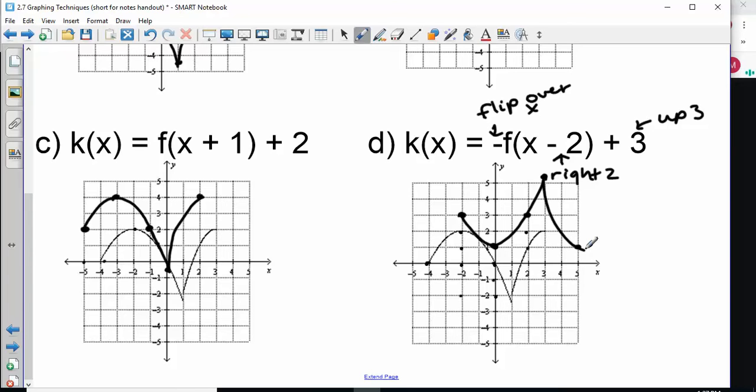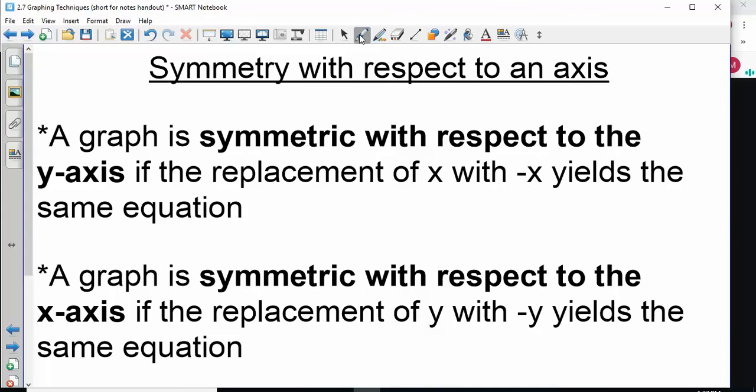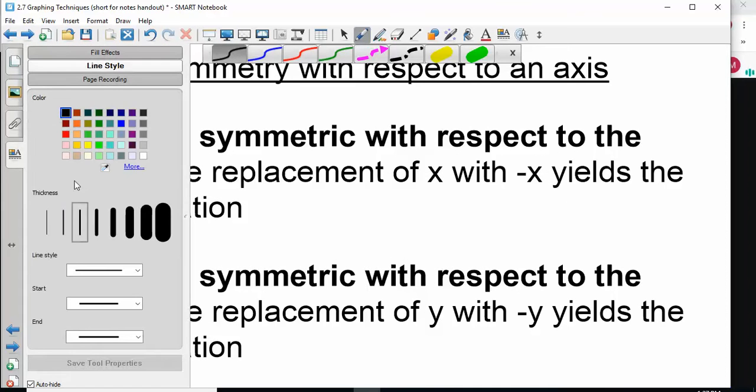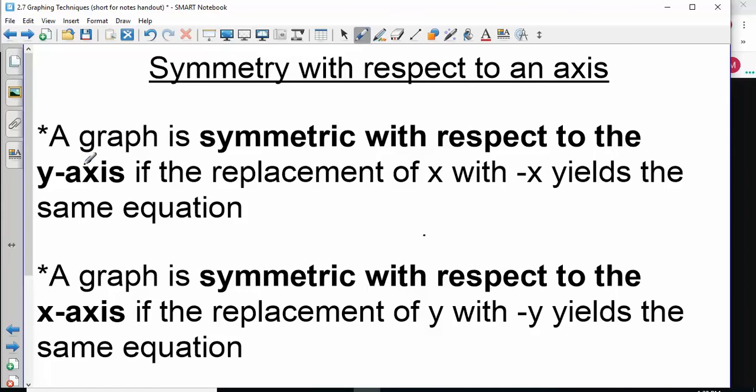Any more questions on this? So that's kind of a recap of what we were doing Friday or Thursday. So let's get into the symmetry. There's different kinds of symmetry. So the first, you can be symmetric to an x or y axis.